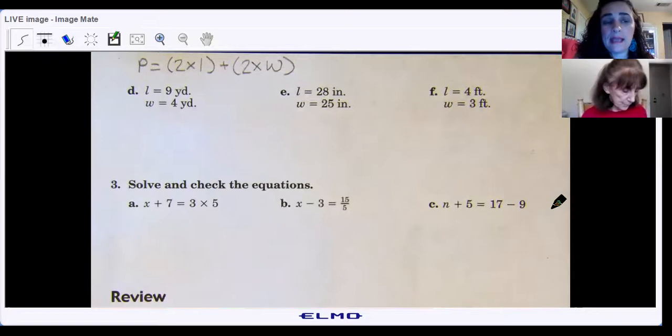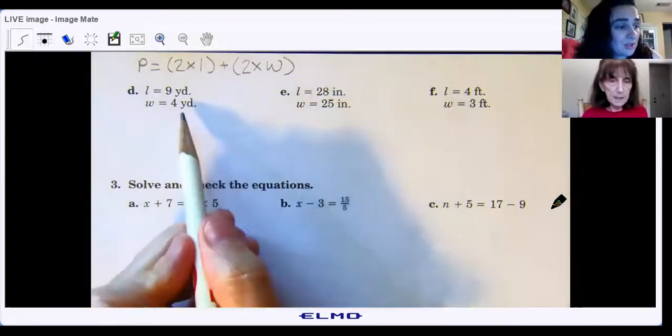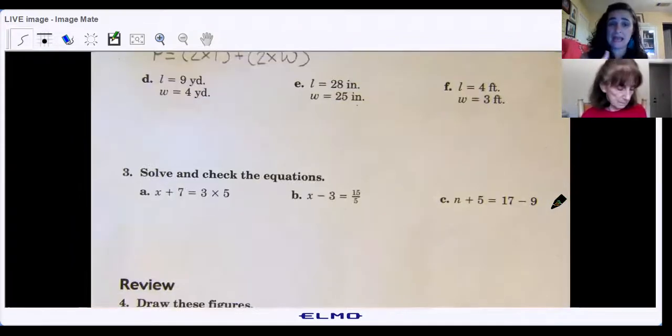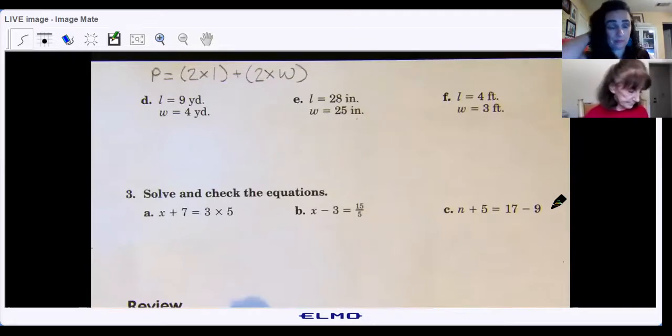All right, and number 3. And make sure that you put the measurement. Yes, the label. Yard, inch, feet. Make sure you put your measurement, because that actually lets us know it's perimeter.